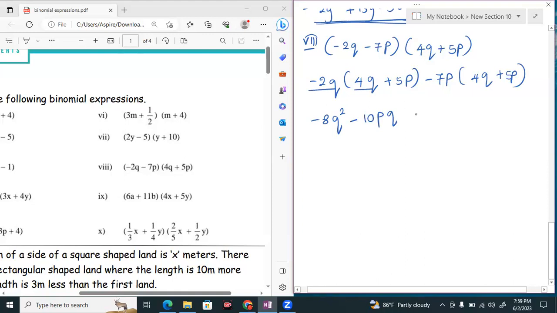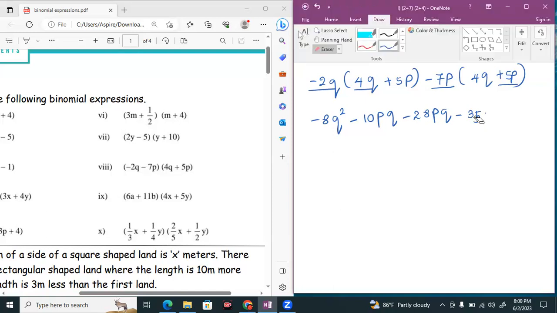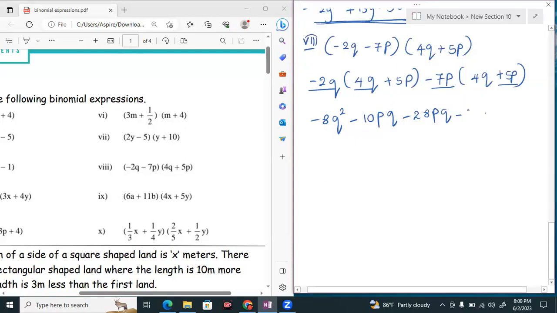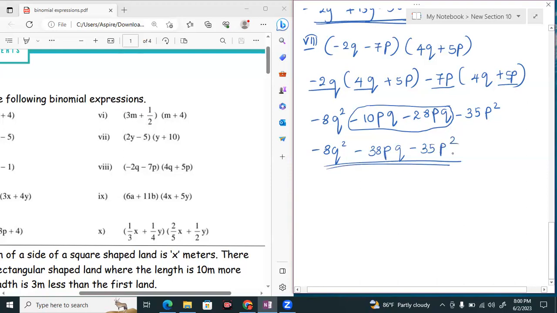Minus 7 times 4, it is minus 28pq. Minus 7p times plus 5p, it is minus 35p squared, okay? Minus 35p squared. Then after minus 8q squared, here pq, that means like terms are together, then you can identify they are with same sign, no negative sign, so add them. It becomes 38 negative because both are included with a minus sign. pq subtract 35p squared. Okay, all are negative values. Doesn't matter, we can have such kind of expression as an answer.